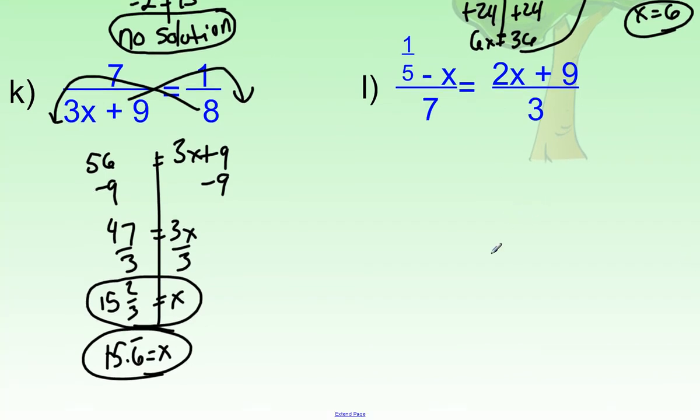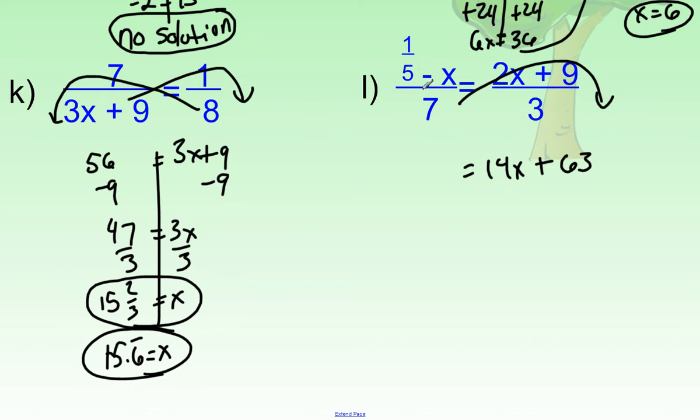Letter L. This is an ugly problem. I mean, fractions inside there? But we can still do it. We'll start the easy side first. So 7 times this stuff gives me 14x plus 63. That's 7 times 2x is 14x. 7 times 9 is 63.